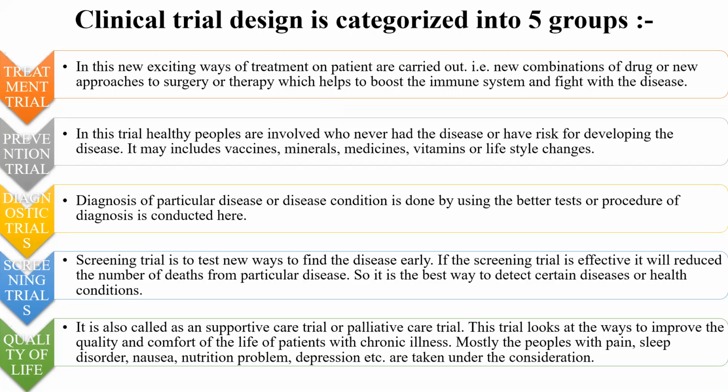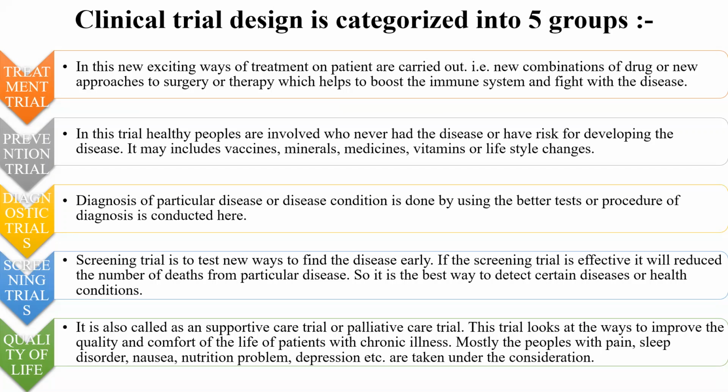Screening trial: the screening of the disease should be done very early, means we should come to know or find out what disease is there. If the screening trial is effective, it will reduce the number of deaths from the particular disease. Next is quality of life.